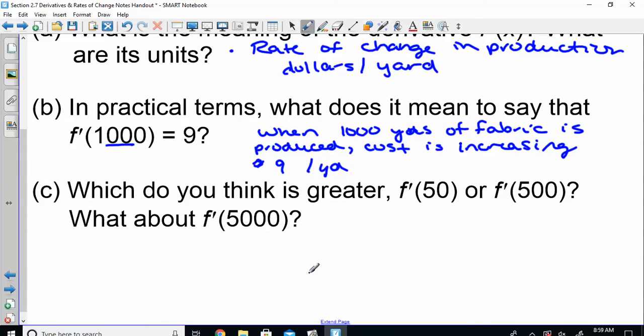What do you think is greater? F prime of 50 or F prime of 500? So think about what this means. F prime of 50 is if you produce 50 yards of fabric, how much more would I pay to make an additional yard? If I produce 500, how much more would I pay to make an additional yard? In general, the more you make, does it cost more or less per item?